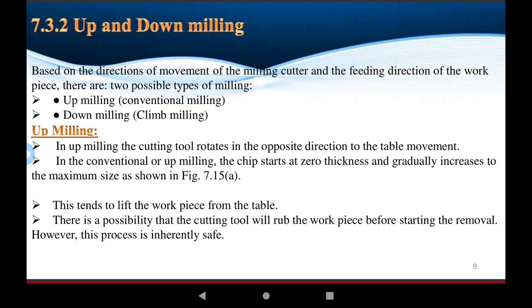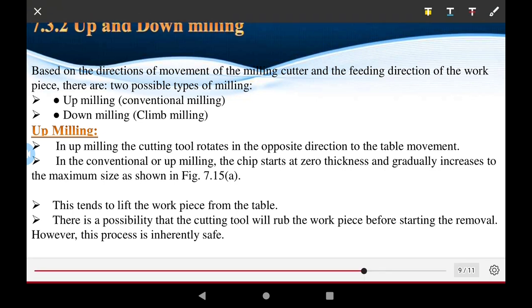In up milling, the cutting tool rotates in the opposite direction to the table movement. Okay, and in up milling the cutting tool also rotates in the opposite direction to the table movement. Okay, suppose that in the up milling operation, this is the tool. Okay, this is the tool, and it is designed to perform the operations.